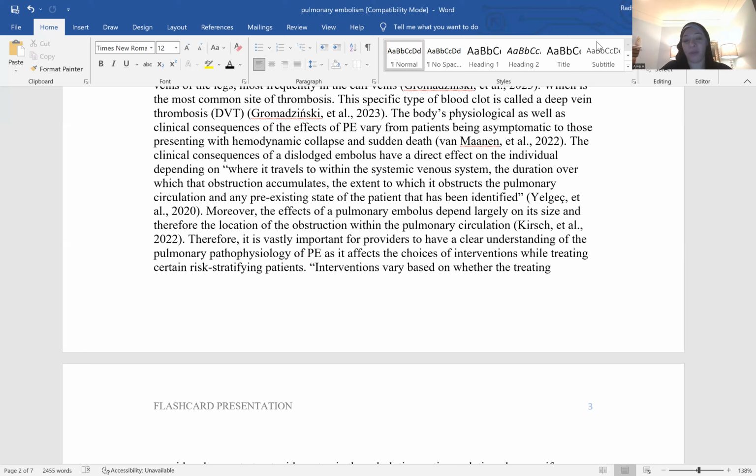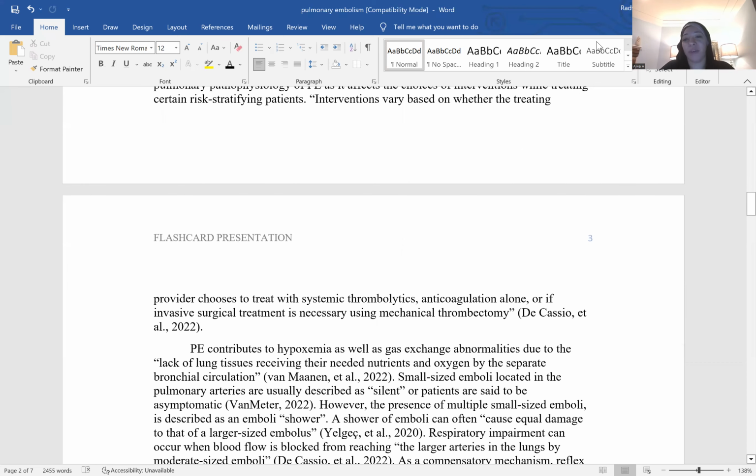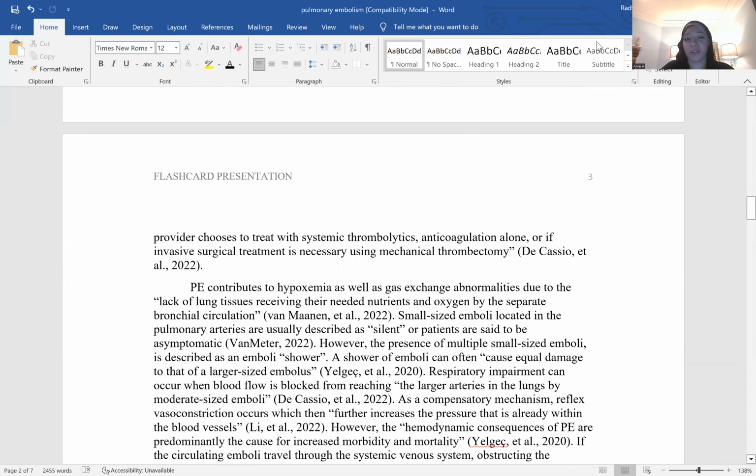Moreover, the effects of a pulmonary embolus depend largely on its size and therefore the location of the obstruction within the pulmonary circulation. Therefore, it is vastly important for providers to have a clear understanding of the pathophysiology of PE, of the effects, and the choices of interventions while treating certain risk-stratified patients. Interventions vary based on whether the treating provider chooses to treat with systemic thrombolytics, anticoagulation alone, or if invasive surgical treatment is necessary using mechanical thrombectomy.